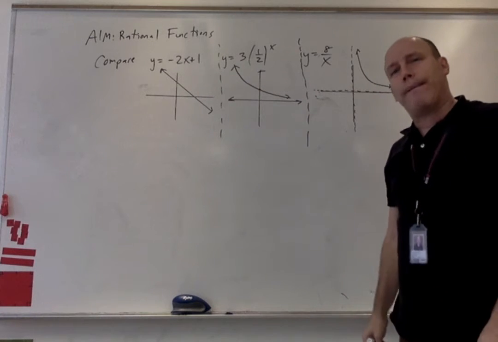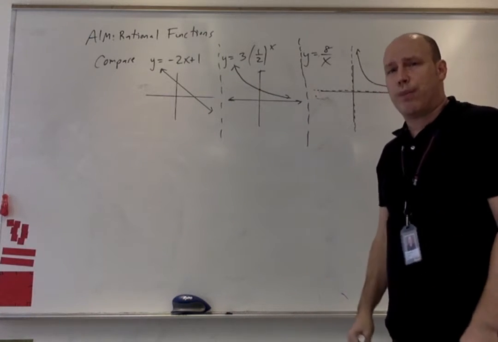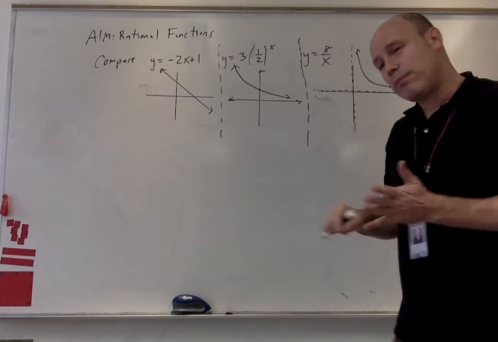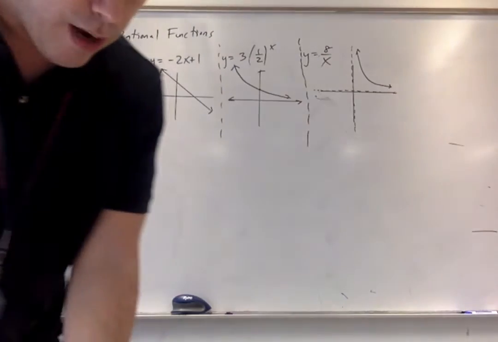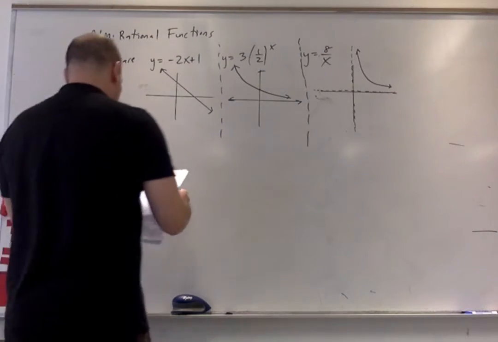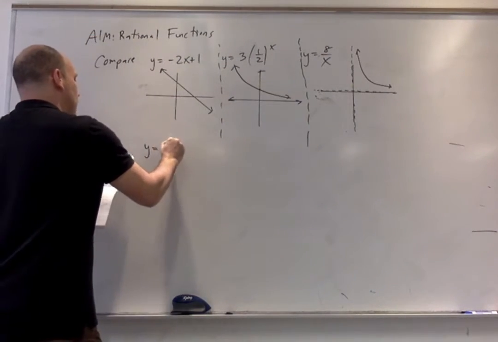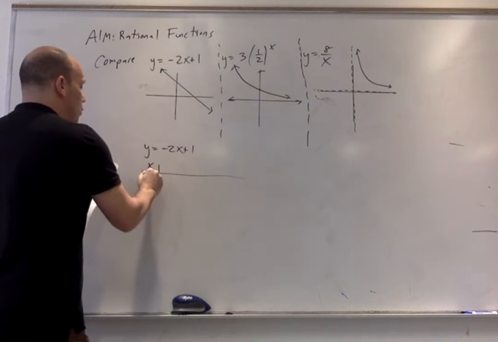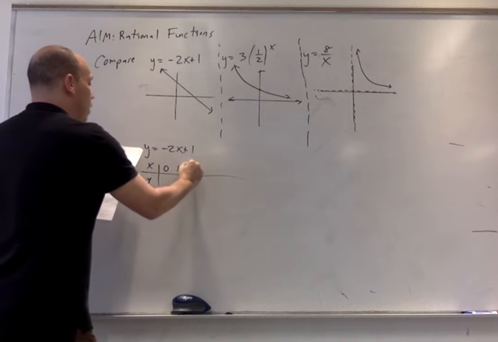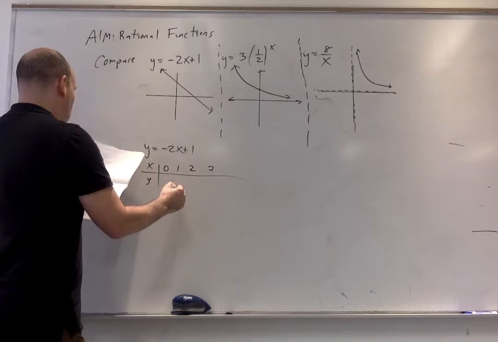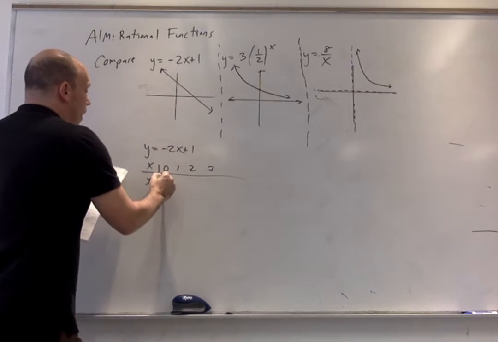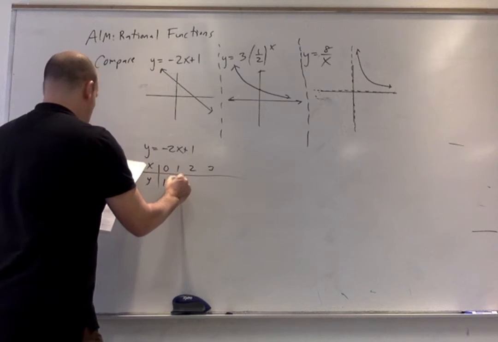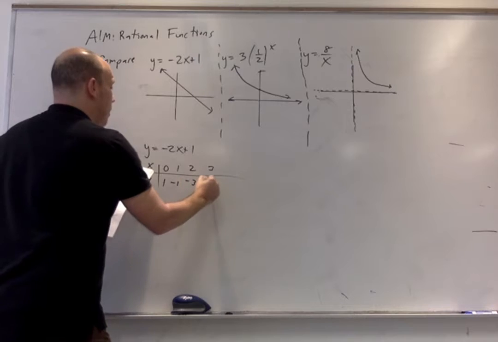They're all decreasing, but the question is, how are they decreasing differently? And the book's kind of interesting about that. If you look at the first function, y equals negative 2x plus 1, and you create a table of values, 0, 1, 2, 3, when x is 0, y is 1. When x is 1, y is negative 1, negative 3, negative 5.